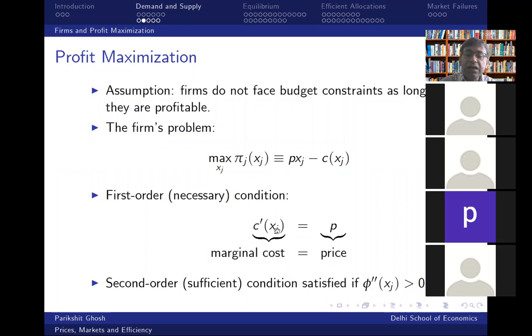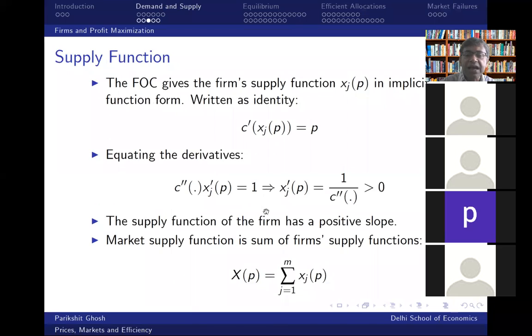So if we plug the supply function into this equation, it becomes an identity, just as before in the consumer's problem, right? And once we have an identity, we can differentiate both sides with respect to p, and that gives us an expression for the slope of the supply function, which is the reciprocal of the second derivative of the cost function. And since we assume that that is positive, overall it leads us to conclude that the supply function is positively sloped. Yes, at least in this simple kind of model.